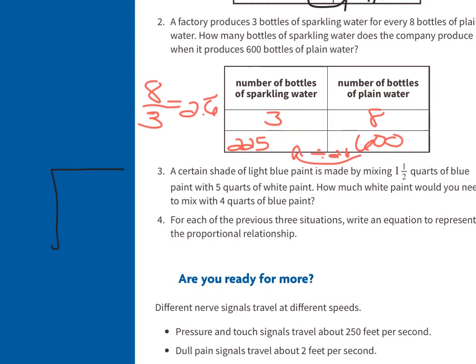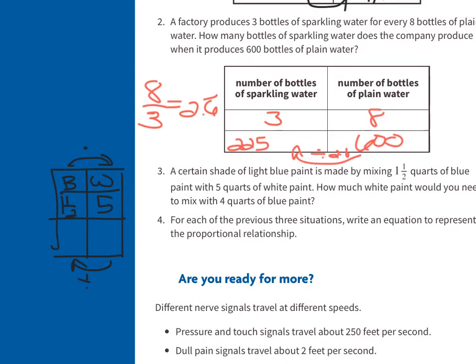So we have blue paint and white paint. It really doesn't matter if you put blue or white first. You just got to know second column divided by first. And then if you're going this way, you're going to multiply. If you're going this way, you're going to divide by that constant of proportionality. So I put blue first, so 1.5 blue and 5 quarts of white.